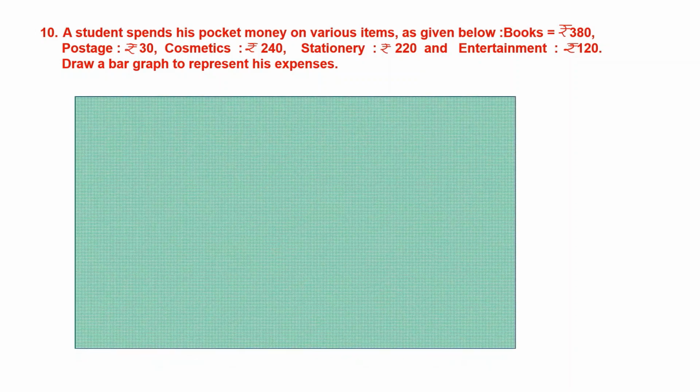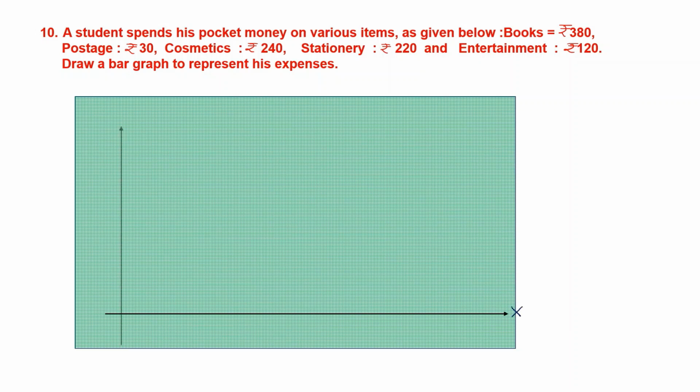Now we have to draw a bar graph to show his expenses. So first we have a graph sheet ready. Then we draw our x-axis, which is the horizontal line. Then we have the y-axis, which is the vertical line. Then we show all the markings on the y-axis. Next step, what are you showing on the x-axis? Items. What are you showing on the y-axis? Expenses, and expenses will be in rupees.